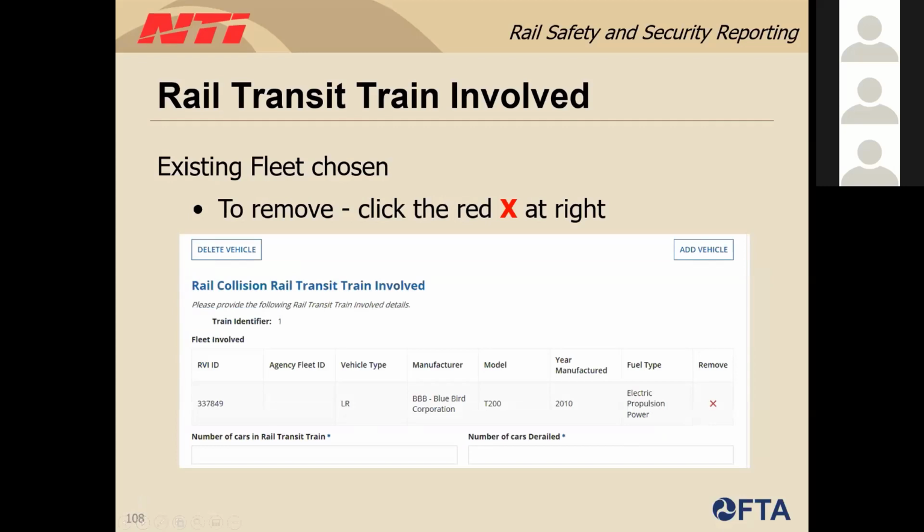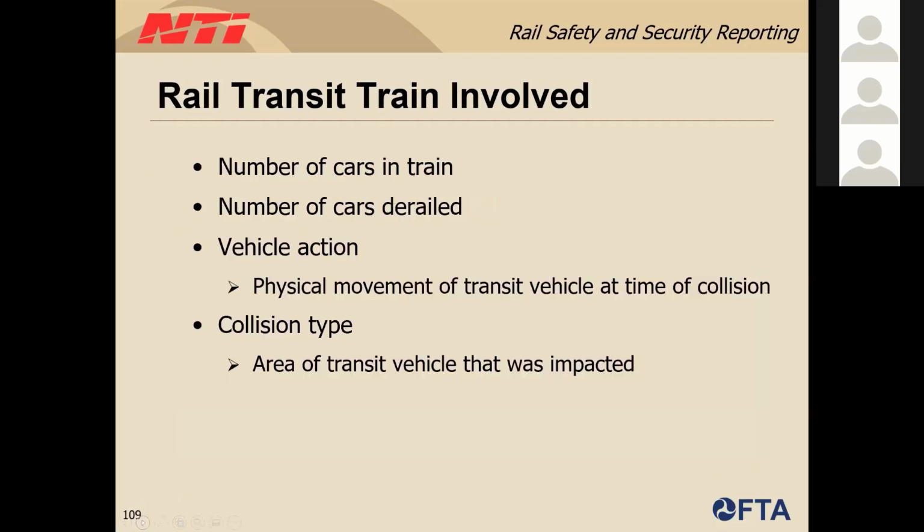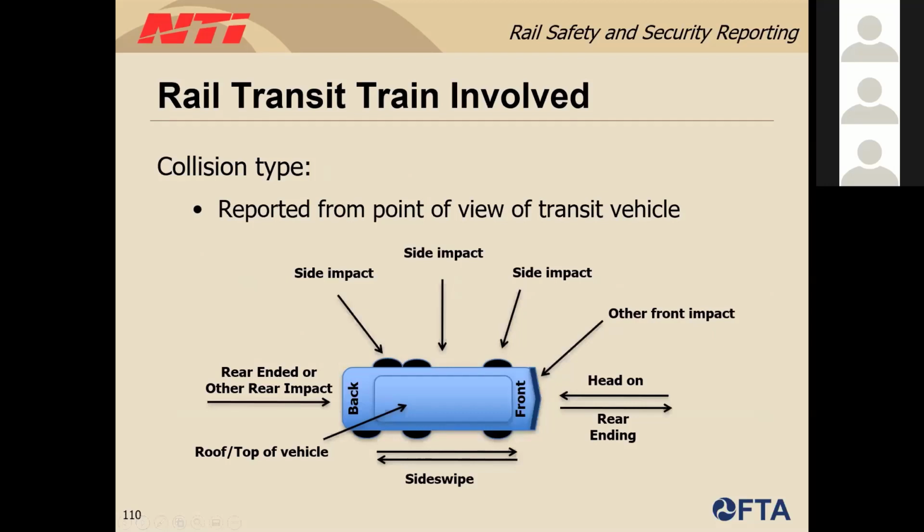This is a screenshot after clicking on Add Fleet. If you need to make a correction, click on the red X under the Remove column heading and start over. This form captures the number of cars in a train and the number of cars derailed. The vehicle action at the time of the collision, was it stopped, turning, etc., and the collision type is captured. This is the part of the train that was hit and is reported from the viewpoint of the train. This diagram shows the impact points, which are reported from the point of view of the transit vehicle.